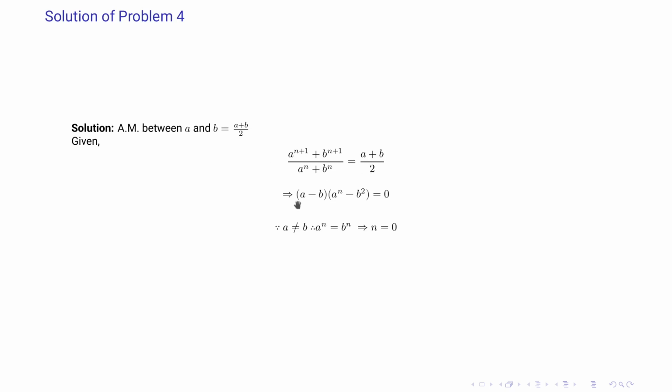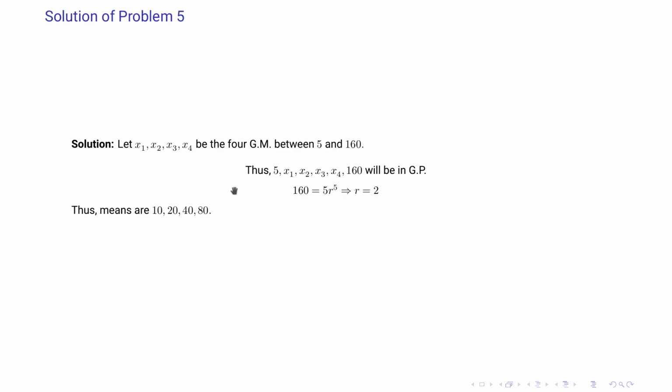Now we solve this to get (a minus b) into (a to the power n minus b to the power n) is equal to 0. Since a is not equal to b, a minus b won't be 0. So a to the power n minus b to the power n will be 0. So we get that a to the power n is equal to b to the power n, which gives us n is equal to 0.